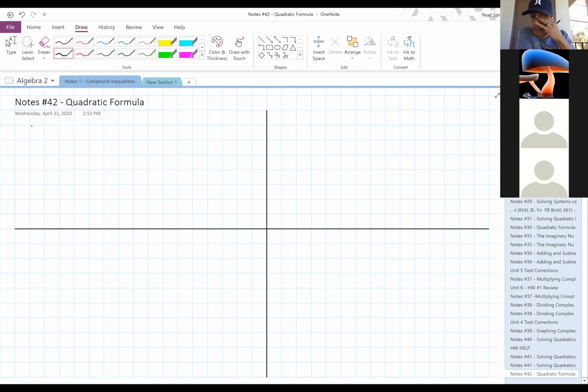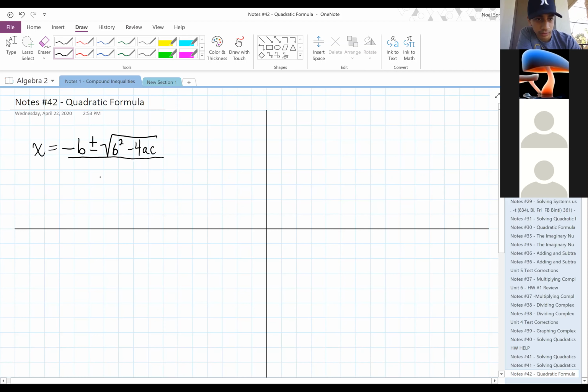Quadratic into the quadratic formula, but we're going to skip that for now. So what we get here for the quadratic formula is x is equal to negative b plus or minus the square root of b squared minus 4ac, all over 2a. All right, that's our quadratic formula. I apologize for the messy writing.